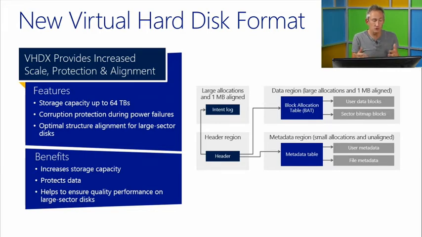So optimized structure, optimized protection against corruption in the event of power failure. So you've got that increased capacity, better resiliency, better performance through alignment. And that's all thanks to the way that the new disk utilizes these headers and logs to optimally align the data within the virtual hard disk structure. So what you're getting is an overall improved performance, which is great for our workloads.